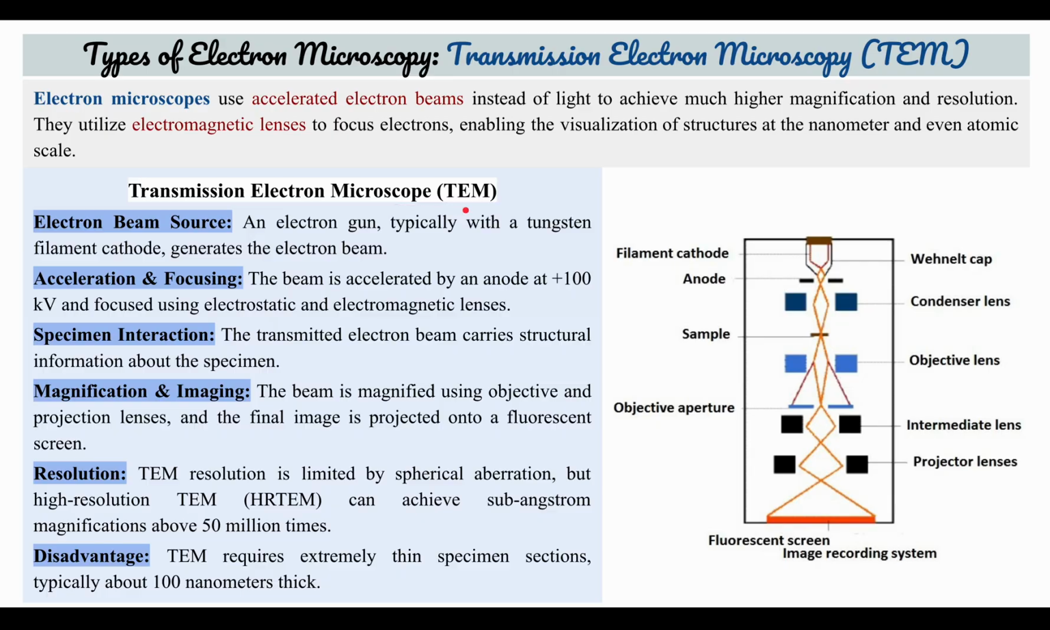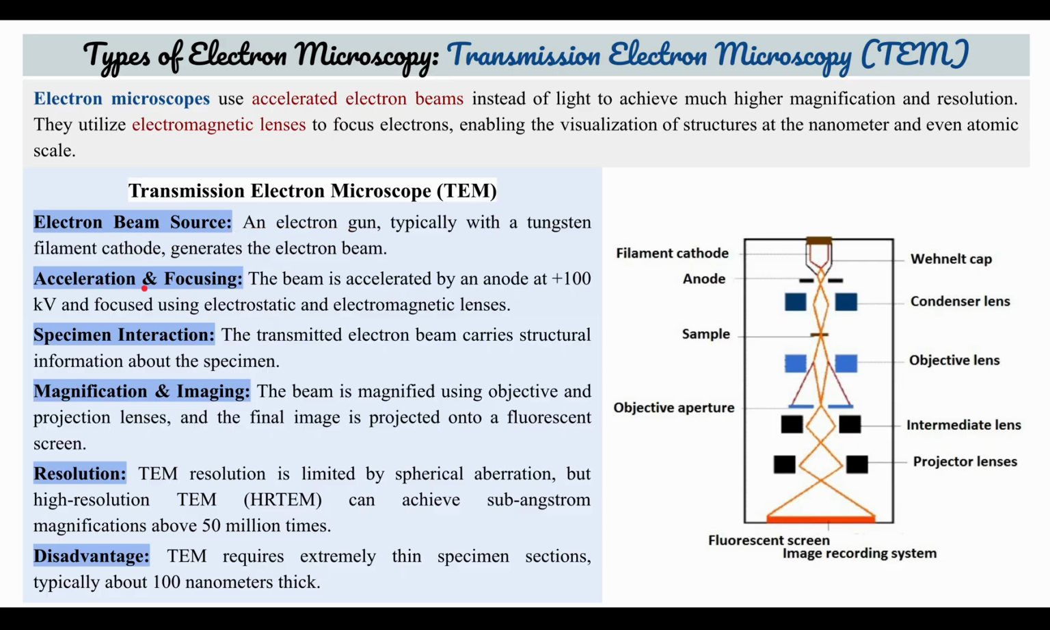So when we talk about transmission, that means something which is transmitting. In this case, we have an electron beam source. For that, we have an electron gun, which is typically made with a tungsten filament cathode, and it generates the electron beam. As the source of illumination is electrons, for that reason we use an electron gun.